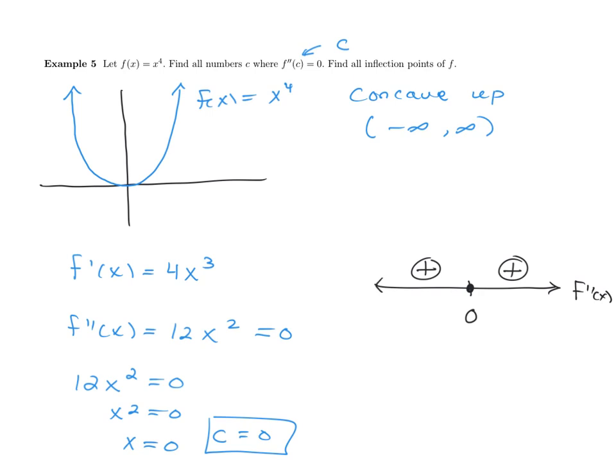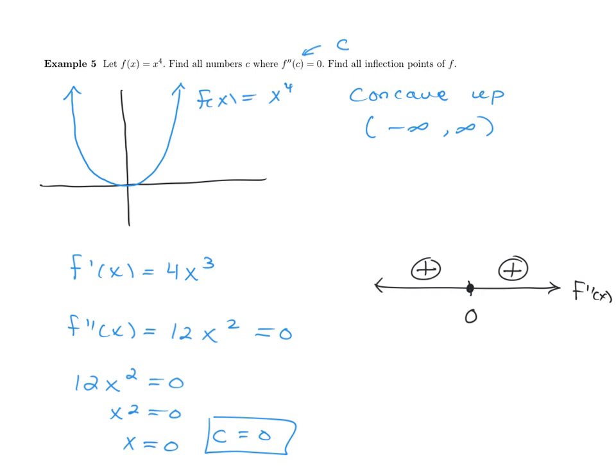There's no change in concavity. It's concave up because the second derivative is positive. The original graph, again, is concave up over here because the second derivative is positive. So a positive to positive means there is no inflection point. There's no change in concavity.